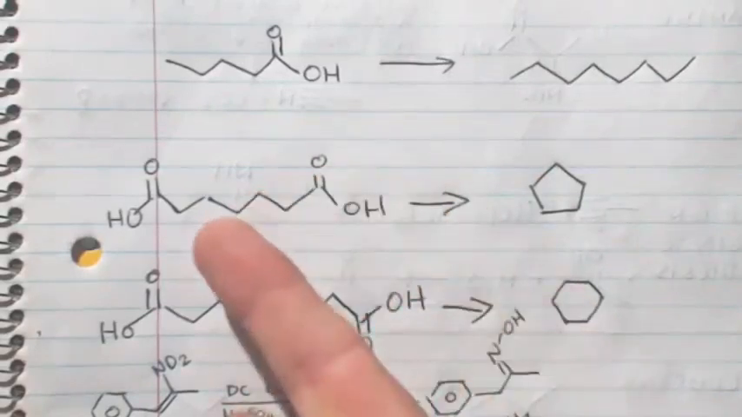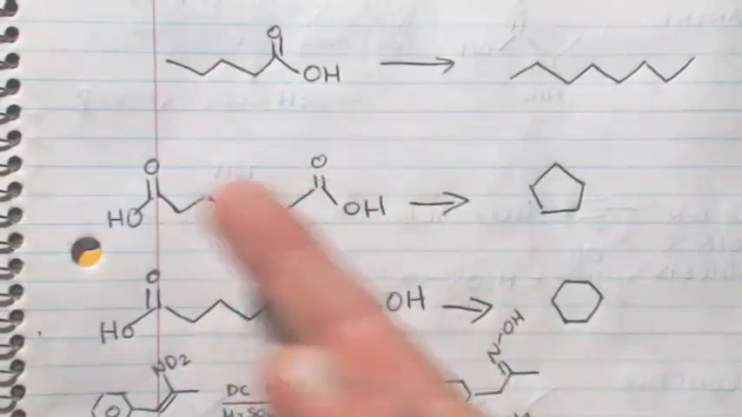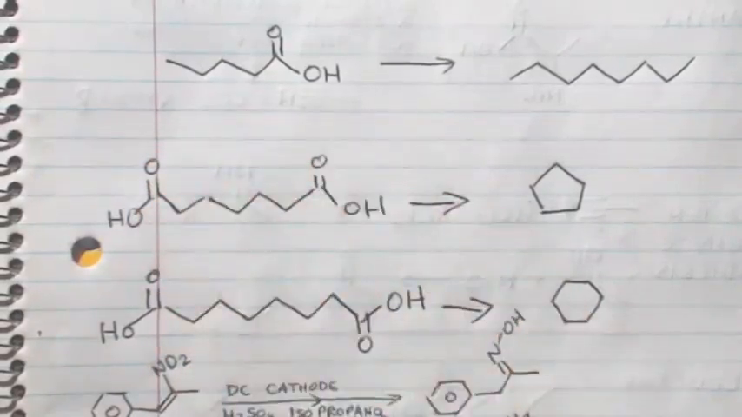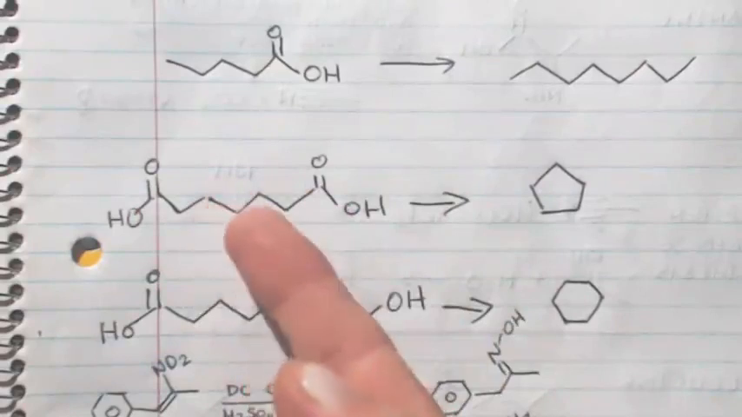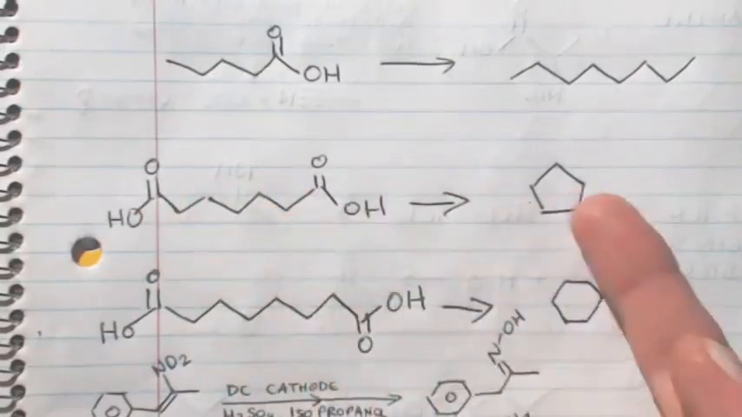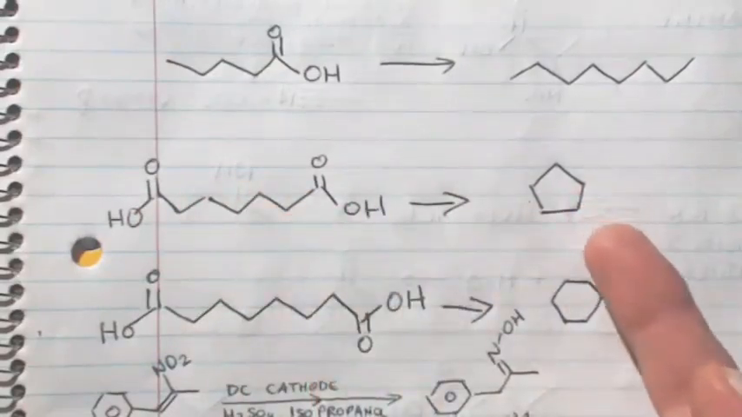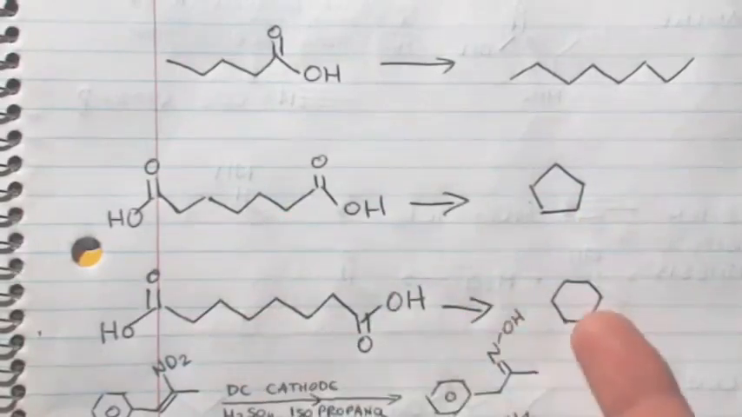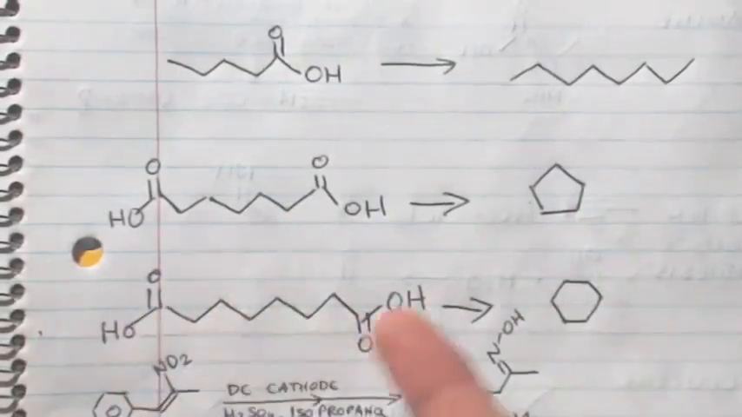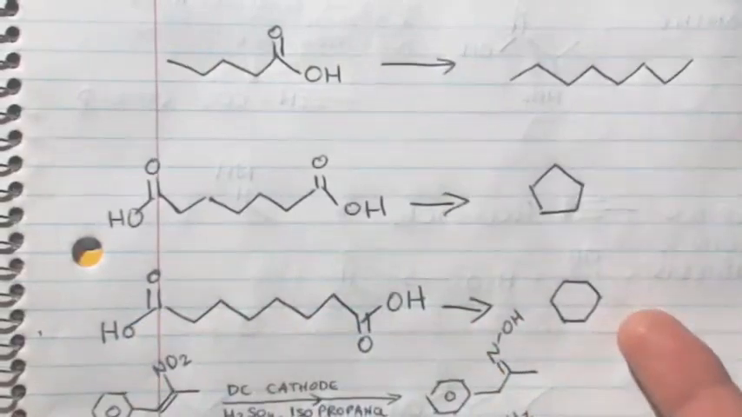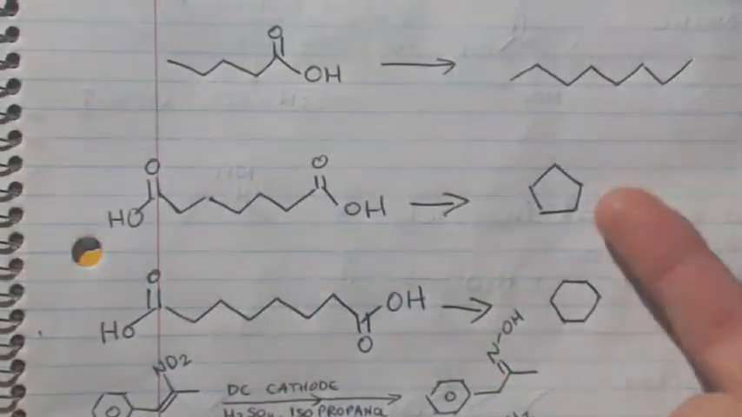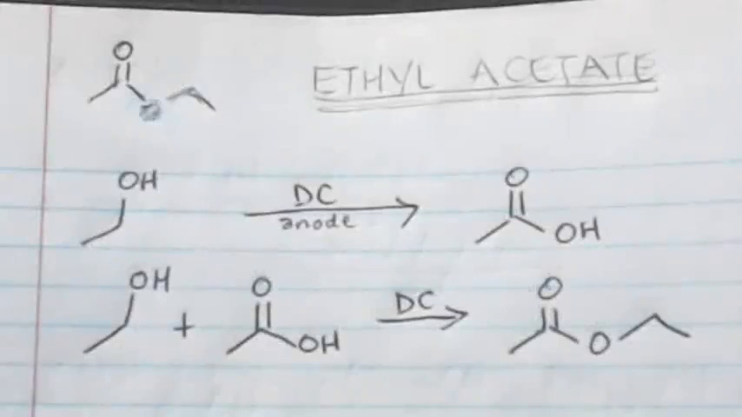But you can see there's 5 carbons plus the 2 carbons for the carboxylic acids. They disappear, so you're left with the 5 carbons that linked up, and you got cyclopentane. This one, you have 6 carbons plus the 2. That's 8 carbons total to get cyclohexane. Now for this one, you can make either acetic acid or ethyl acetate, right?